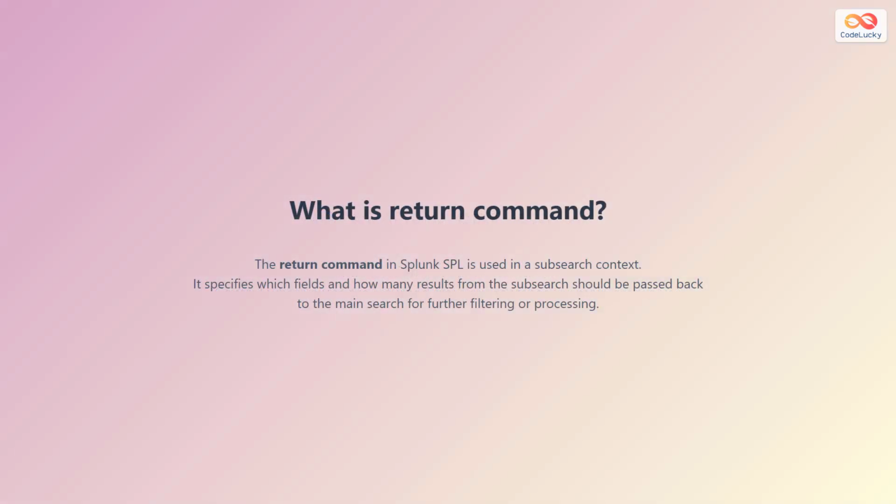The return command in Splunk SPL is used within subsearches. It specifies which fields and how many results from the subsearch should be passed back to the main search for filtering or processing. This improves efficiency and control over search results.